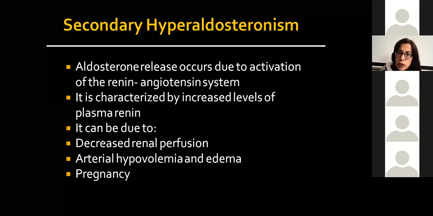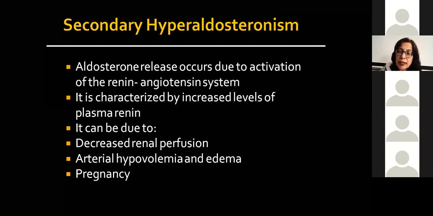Secondary hyperaldosteronism: we discussed that when the adrenal medulla is over-functioning, it is primary hyperaldosteronism. When there is something other than the gland, then it is secondary. Now here, what is the regulating mechanism? It is the renin-angiotensin system. If there is excessive stimulation by the renin-angiotensin system, it becomes secondary hyperaldosteronism. It is characterized by increased levels of plasma renin. You measure the plasma renin activity and you find increased levels of renin activity.